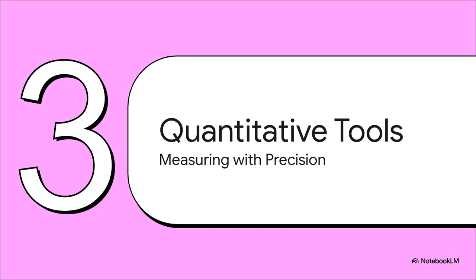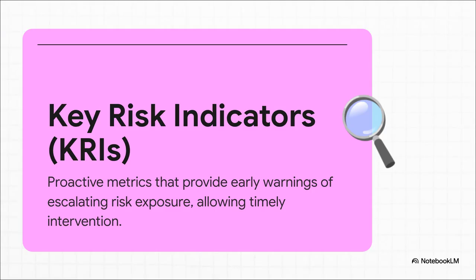All right, let's switch gears and talk about the other side of the brain, the quantitative tools. This is where we move away from feelings and start looking at the figures. We're talking hard data, objective metrics, the kind of stuff that lets us make decisions with real precision. And one of the most important tools here is the Key Risk Indicator, or KRI. Now, a KRI is not about measuring a failure after it's already happened. Think of it like a smoke detector. Its whole purpose is to give you that early warning that something isn't right, so you have time to act before the fire starts.